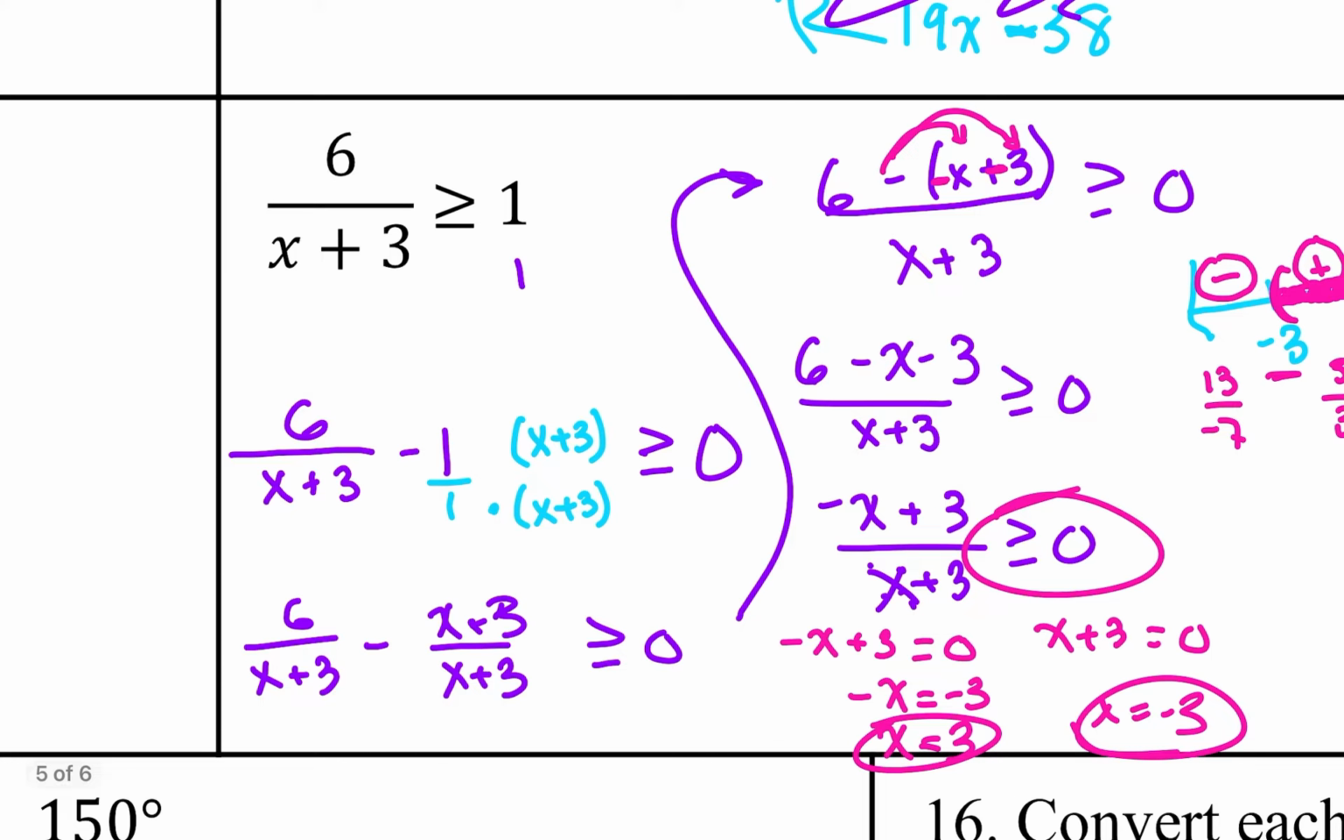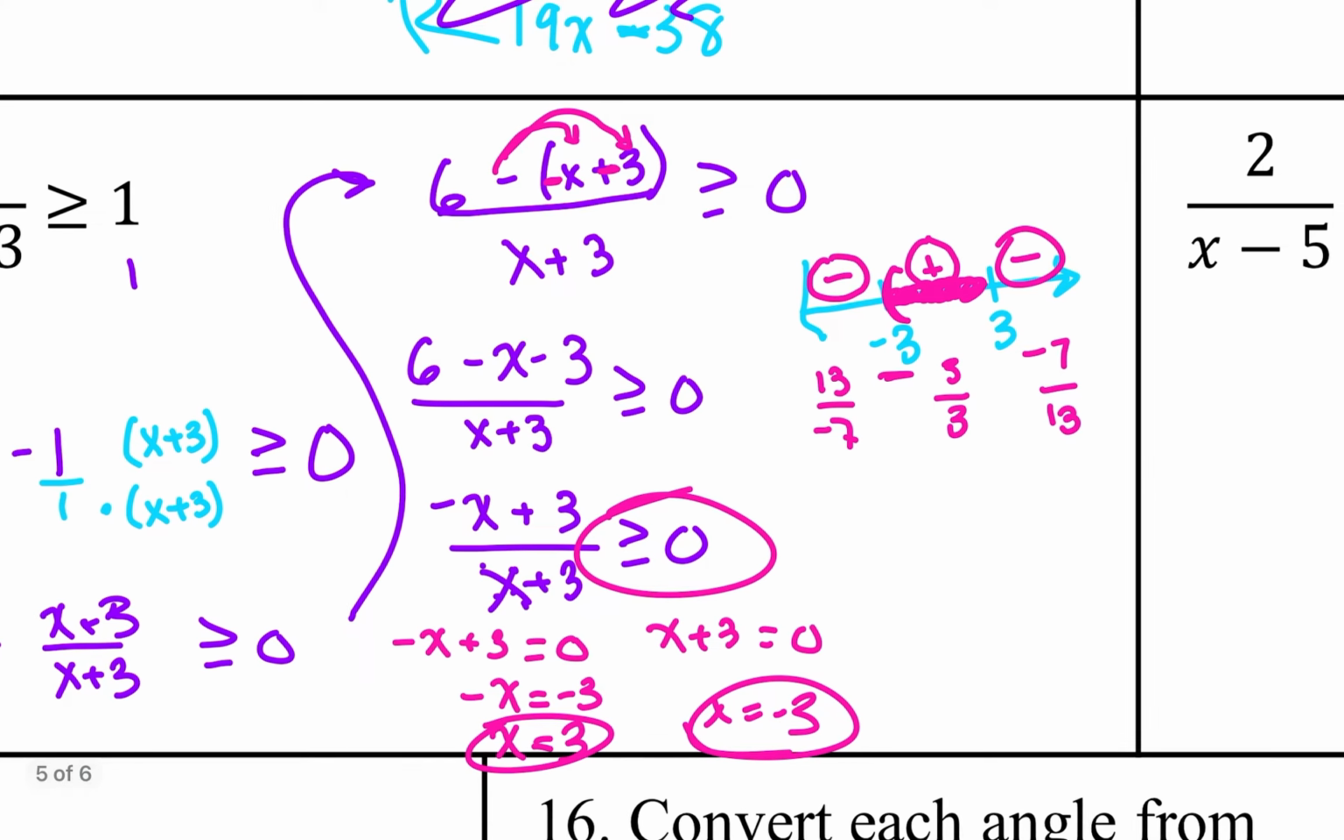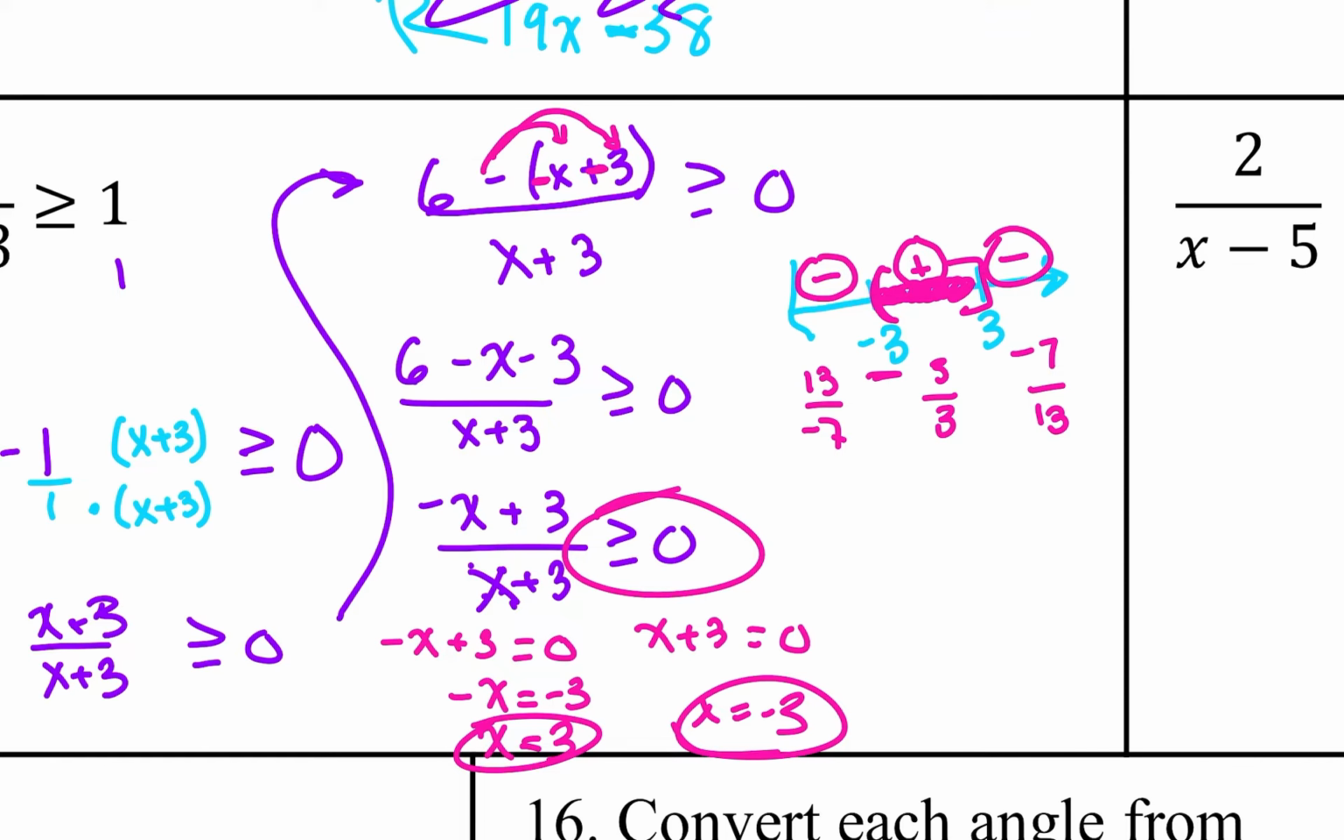But for positive 3, if I plug that into the original one, I get 3 plus 3 is 6, and 6 over 6 is 1, and it's allowed to be equal to 1. So this will be a bracket. So my final answer is negative 3, comma, positive 3 with a bracket.